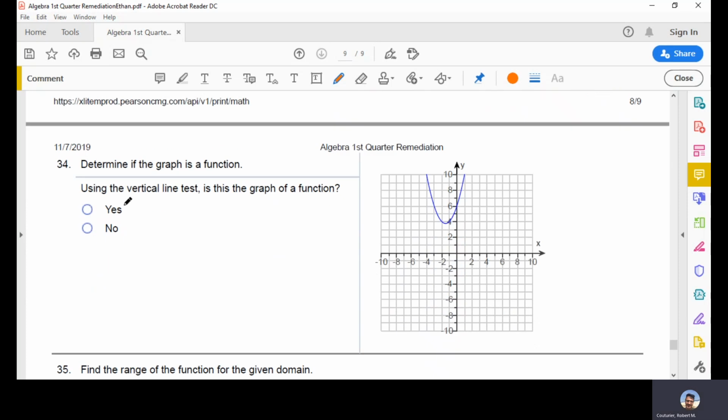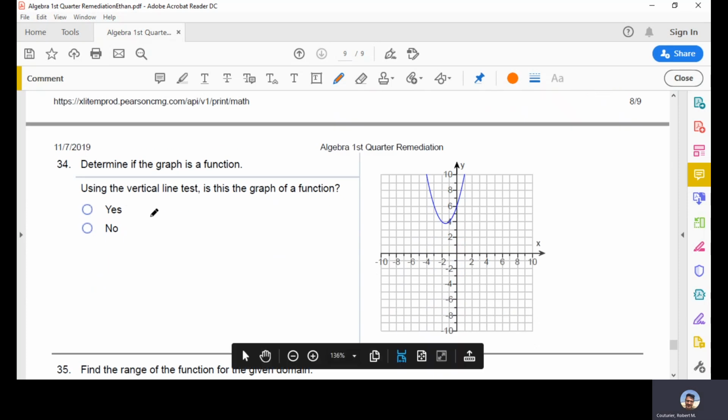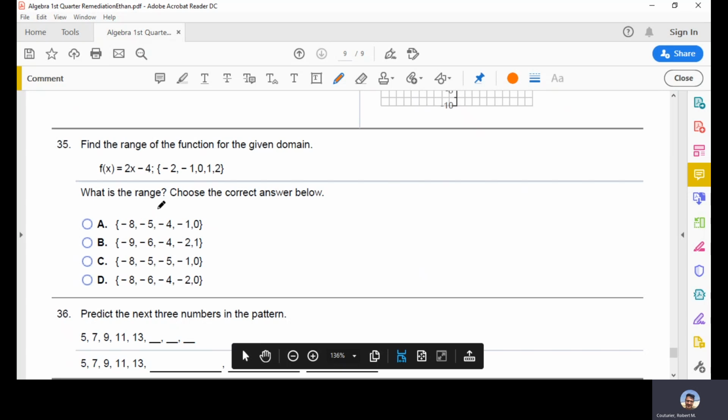Look at this one. They want you to use that vertical line test. You do it. Is it a function? Is it not a function?